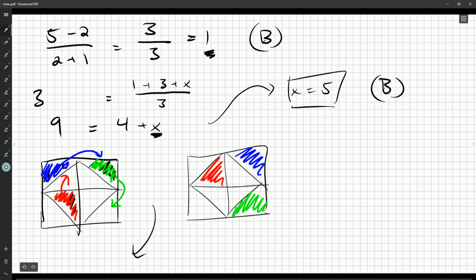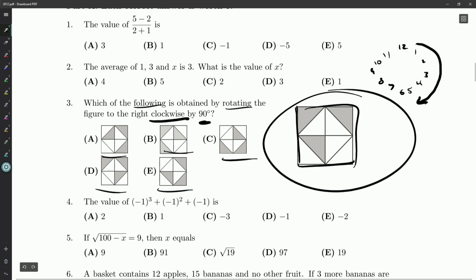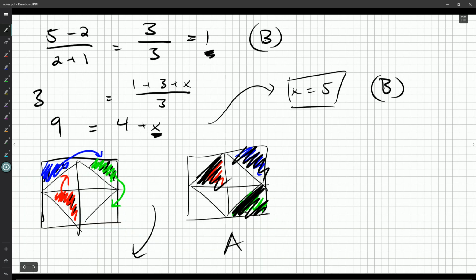So what we're really looking for is a shaded figure that looks like this. Which of those looks like that? Well, A. So A is going to be our answer. And that's all there is to it. Just a question of, can you carry out the transformation? And we indeed could. So that's question number 3.